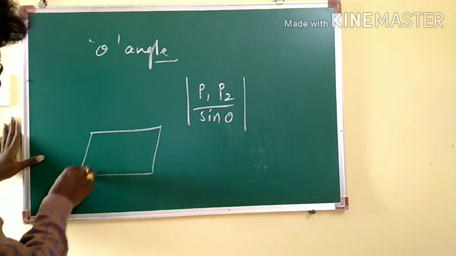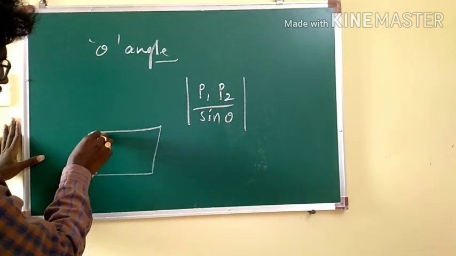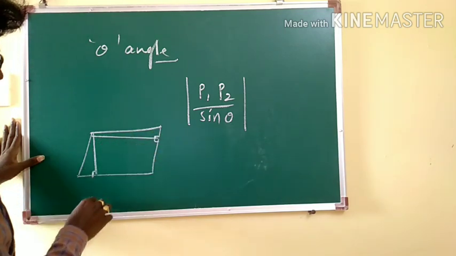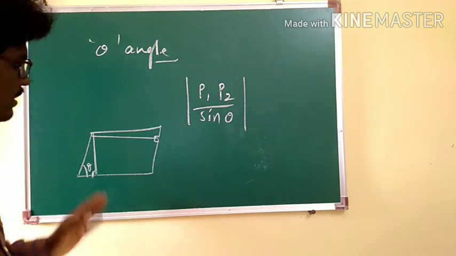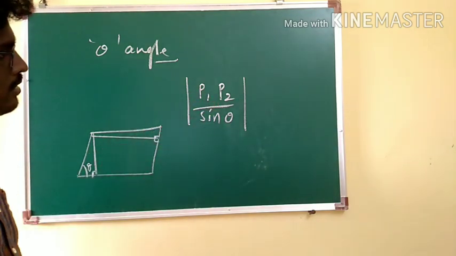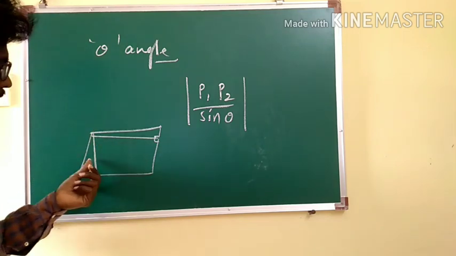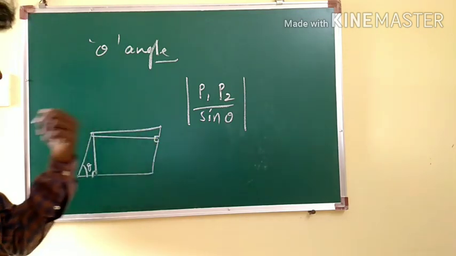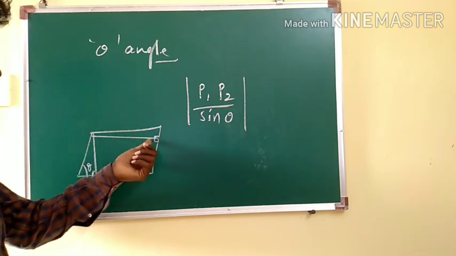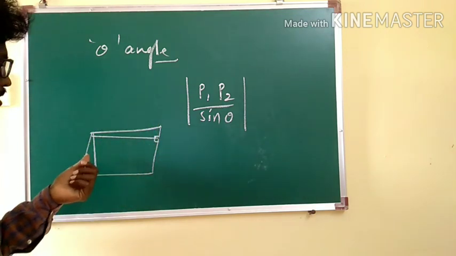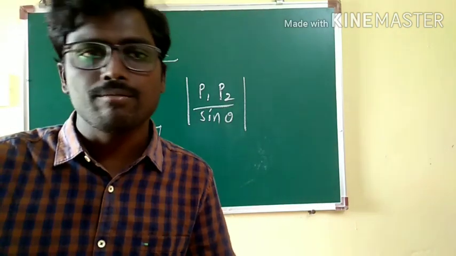Means if you take this as a parallelogram, if this is of P1 length and if this is of P2 length and this angle is some theta, then you are going to take the result as mod P1 into P2 by sin theta. This is the angle between any two adjacent sides, and this is length P1 and this is length P2. The distance from this point to its parallel line, and the distance from this point to its parallel line, the perpendicular distances, are taken as P1 and P2.